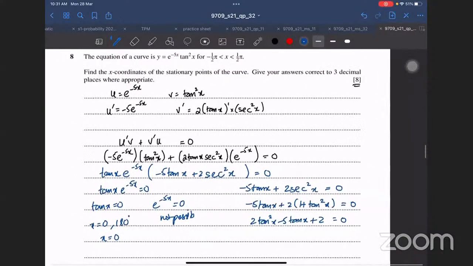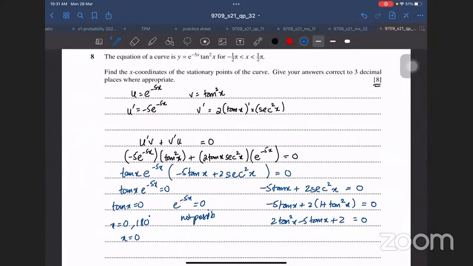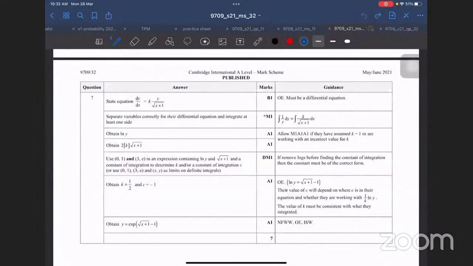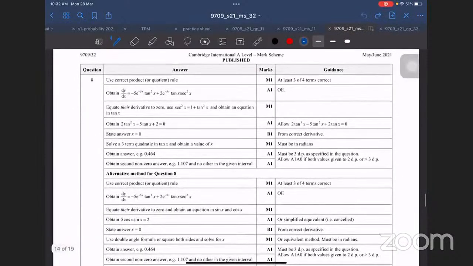Giving your answer correct to... अभी इसकी बात करते हैं. सही है. Let me see if we have one of the answers as 0. Yes. So there's a mark for that. एक मार्क चला जाएगा अगर हमने ये इग्नोर कर दिया तो.